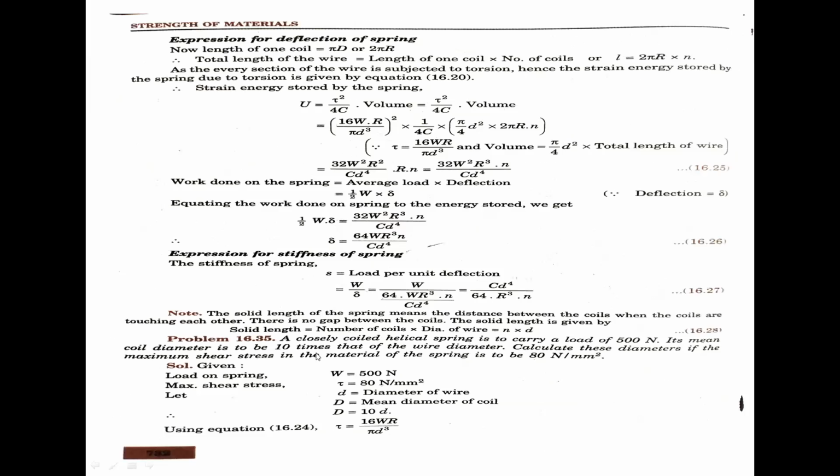You have to calculate the wire diameter. Now wire diameter, capital D equal to 12.6 centimeters. This is the procedure you have to follow for calculating. Okay, radius is D by 2, and D equal to 10 times the diameter.